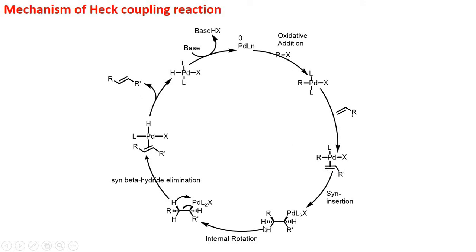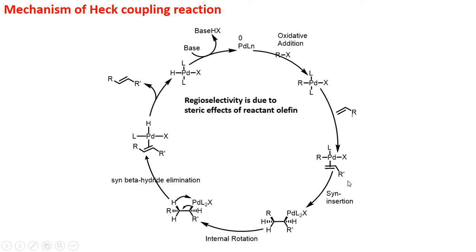Followed by internal rotation of this complex, the hydrogen at the beta position can be cis to the palladium. Then it undergoes syn beta hydride elimination to give the trans alkene, which forms a complex with the palladium. This complex then dissociates to give the alkene as a product, and the palladium 2 complex then undergoes reductive elimination to give palladium 0.